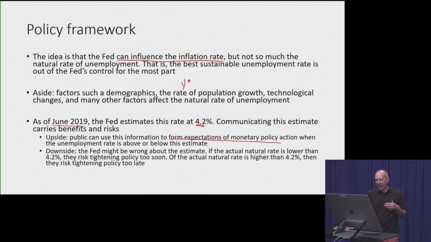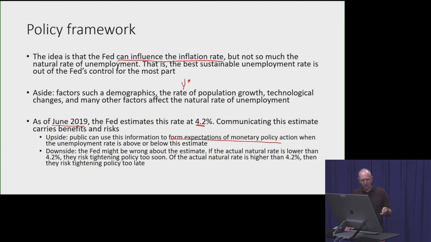So for example, if the actual unemployment rate is 7%, and the Fed says the best estimate of our sustainable unemployment rate is 4.2, we would expect them to pursue an expansionary policy. And so we can form our expectations accordingly.